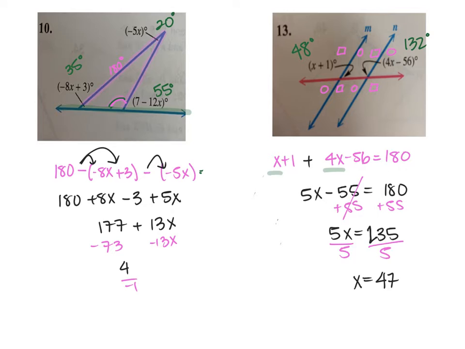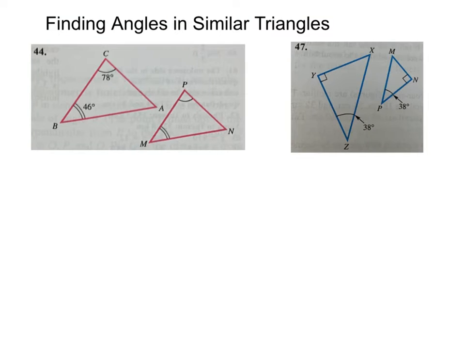Okay, so that's it on measuring the angles. Let's take a look at some other problems here. All right, so let's talk about finding angles in similar triangles. So similar triangles are just triangles that have the same angles in the same positions. We're talking about when we're comparing two triangles here.